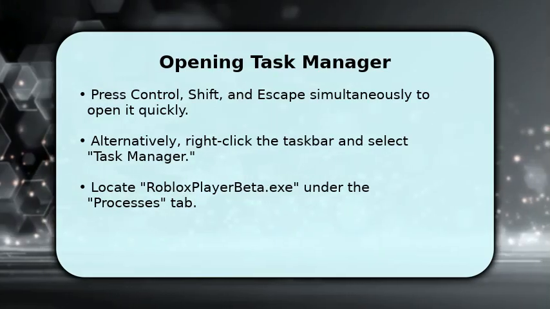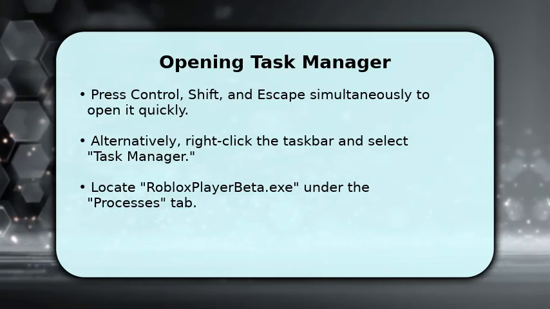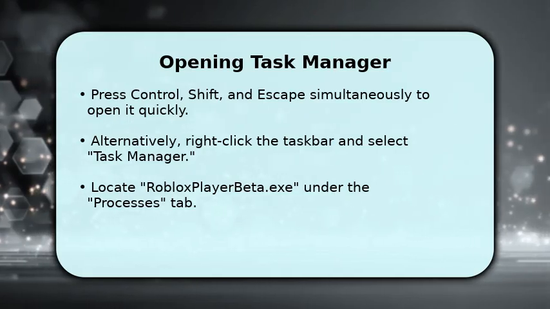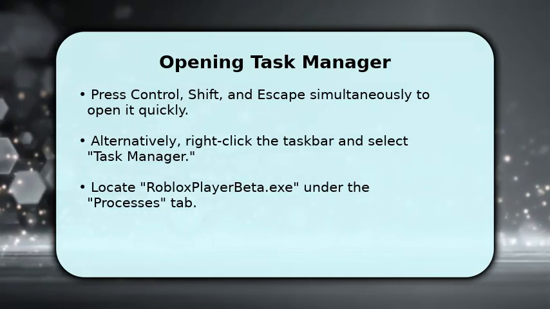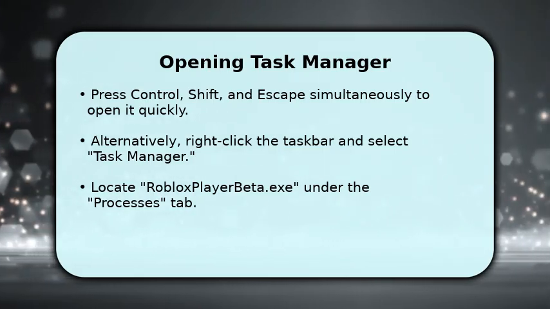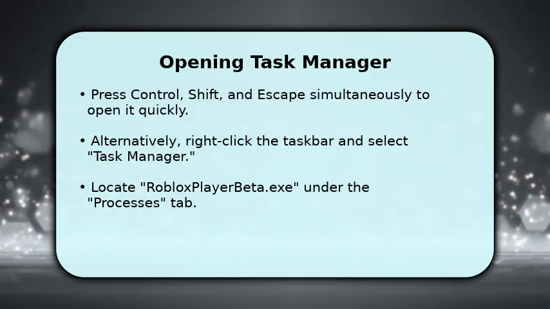Opening the task manager is quite simple. You can press Ctrl, Shift, and Escape all at once for a quick launch. Another way is to right-click on your taskbar and choose Task Manager from the menu. Once open, navigate to the Processes tab. Here, you will find Roblox Player Beta.exe, which represents your running Roblox game.